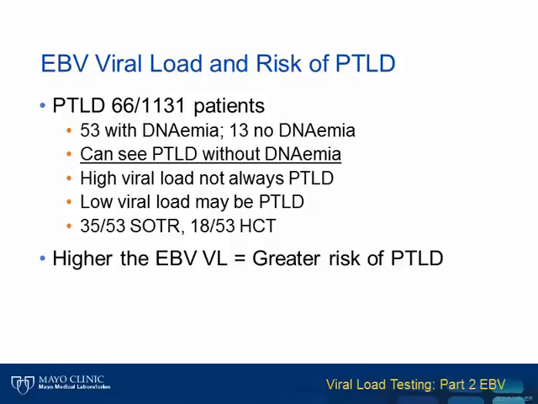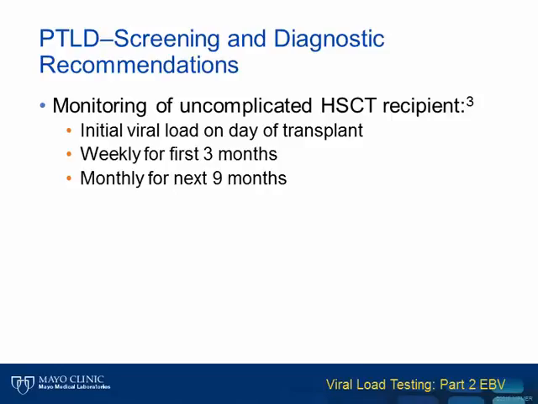So what type of strategy should we employ for screening and diagnosing PTLD in transplant recipients? In the uncomplicated stem cell transplant recipient, the current strategy is to perform an initial viral load for EBV on the day of transplant, followed by weekly monitoring for the first 3 months. After this period, viral load testing can be performed monthly for the next 9 months.